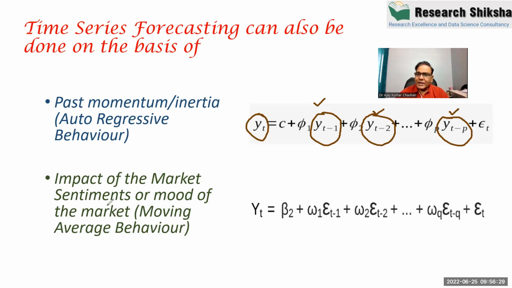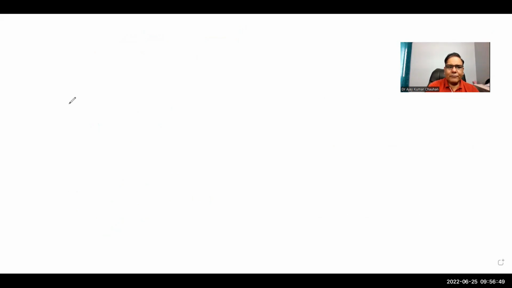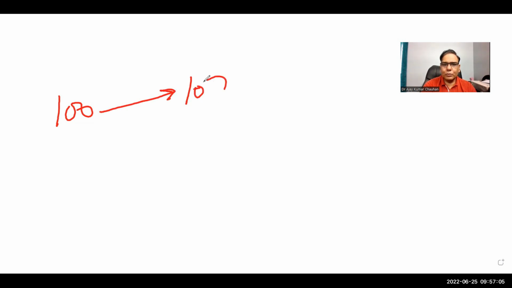In the second case, we are analyzing the sentiment of the mood. So let me explain the concept of sentiment. That is something new, and this concept is quite important. Suppose the value of today is 100. Assume any financial asset, and today the value of this financial asset is 100. And we are expecting it to be 102. It is the expected value of the asset. Now it may move to 90, and it may move to 110.